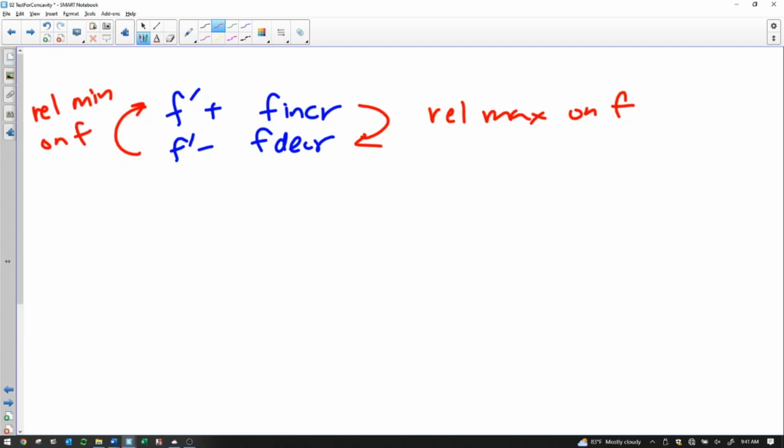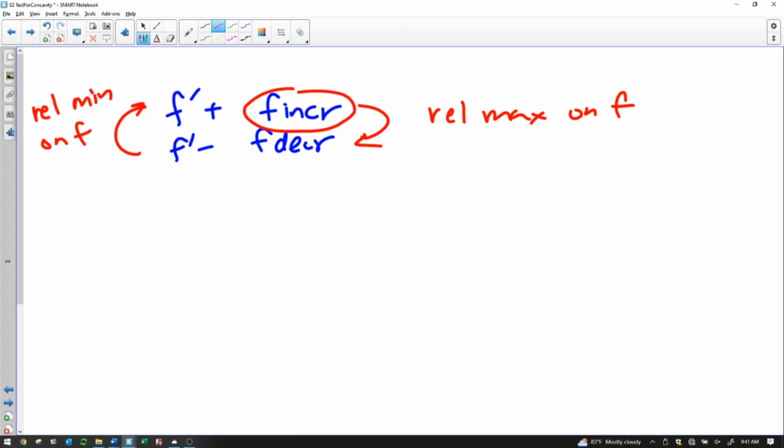But this is also the justification. If you tell me that f is increasing, and I tell you to justify it, you would say the justification is f prime is positive. Does that make sense? If you tell me f is decreasing and I ask you for the justification, you would say the justification is f prime is negative. You see how easy that is? This tells you all you need to know.